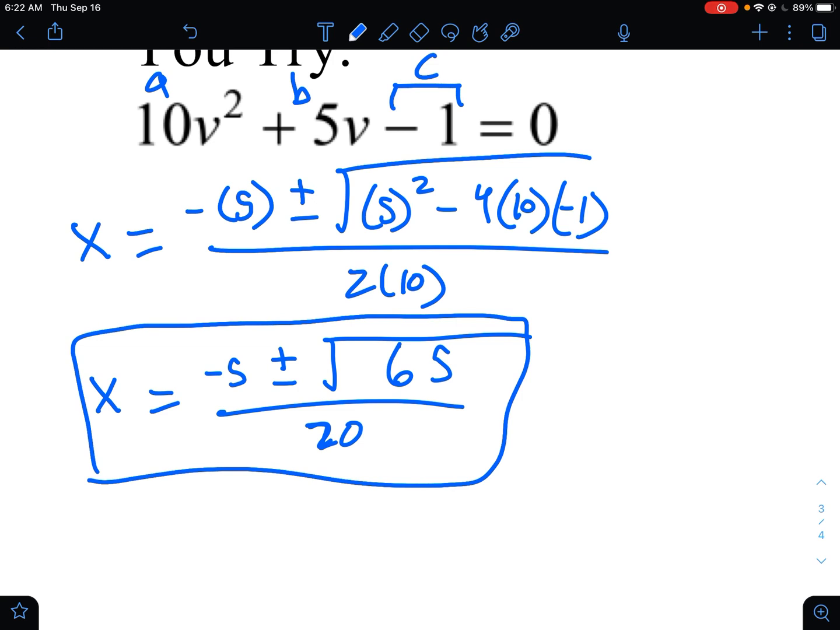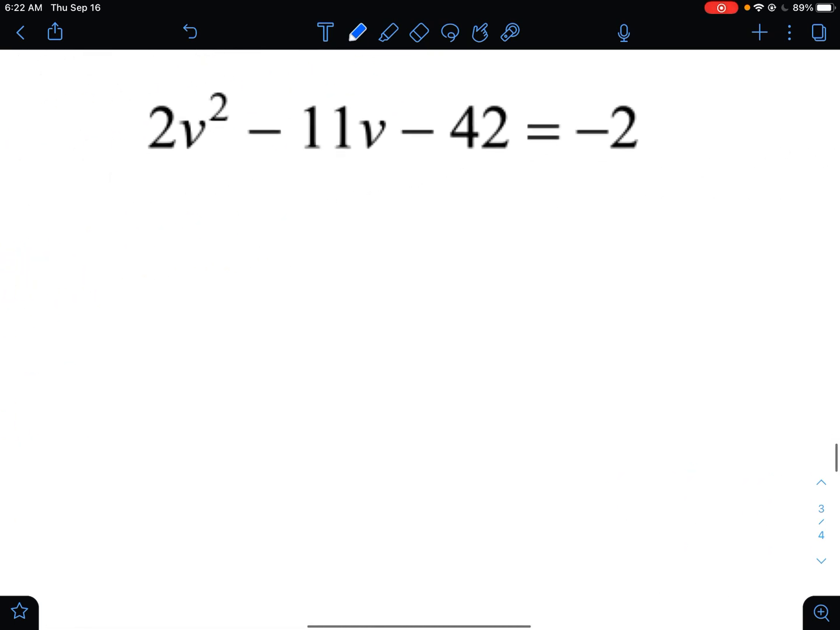It's both answers because it's got the plus and the minus. I'm okay if you just write it as one statement. But if you want to write out -5 plus root 65 over 20 and -5 minus root 65 over 20, that's fine too. Let's jump over to the next one. Again, pause the video, see if you can solve this quadratic equation using the quadratic formula.